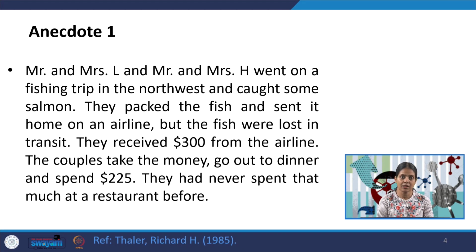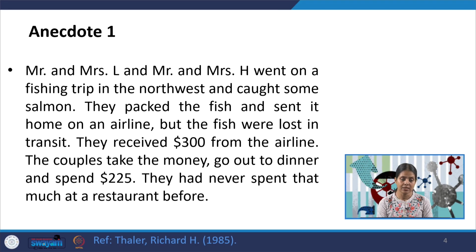The first anecdote says that Mr. and Mrs. L and Mr. and Mrs. H went on a fishing trip in the northwest and caught some salmon. They packed the fish and sent it home on an airline, but the fish were lost in transit. They received $300 from the airline. The couples take the money, go out to dinner and spend $225. They had never spent that much at a restaurant before.